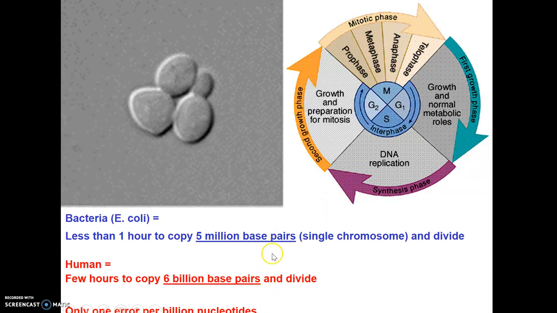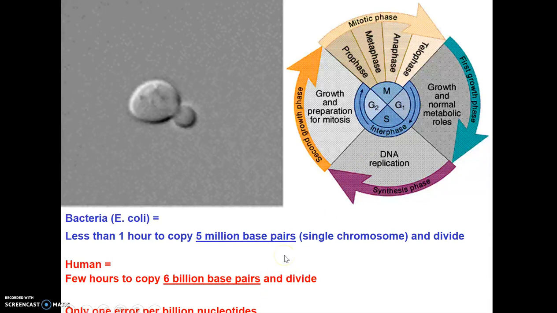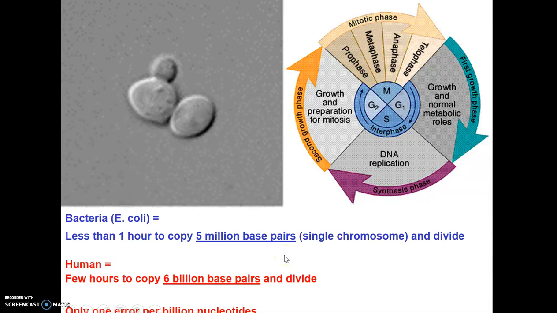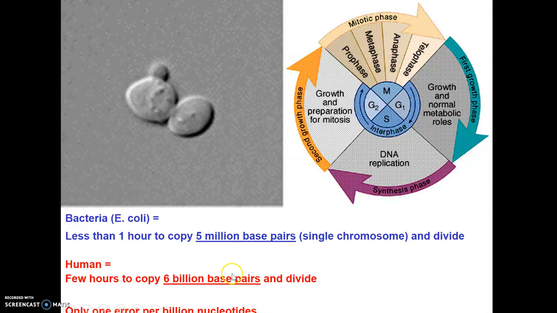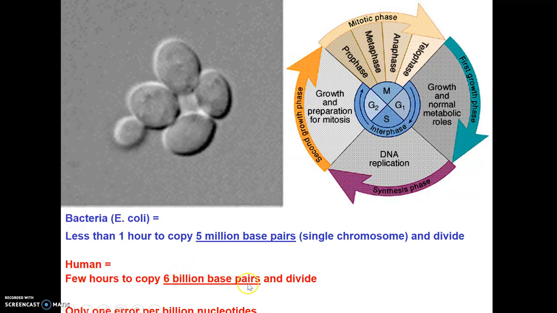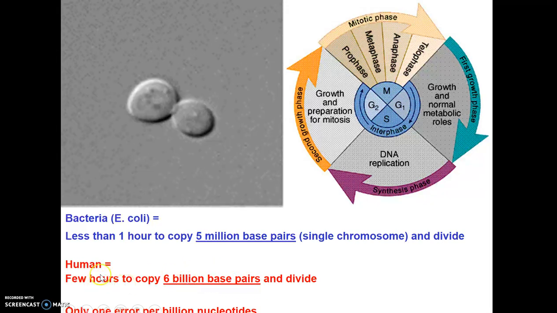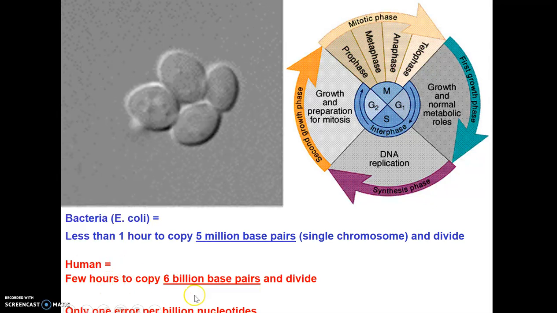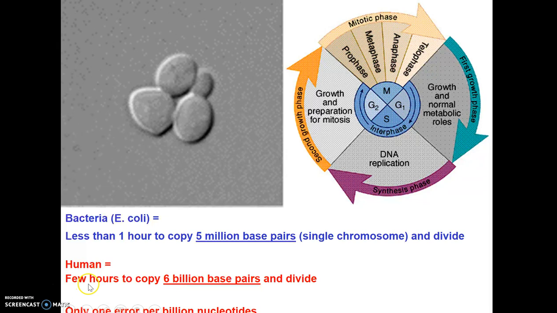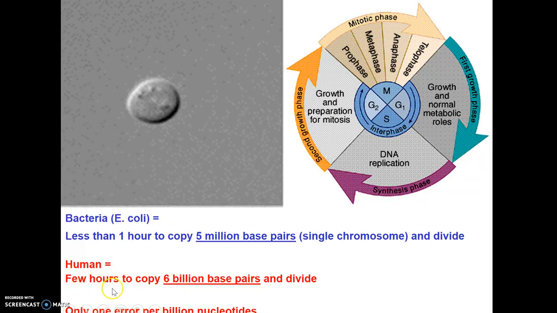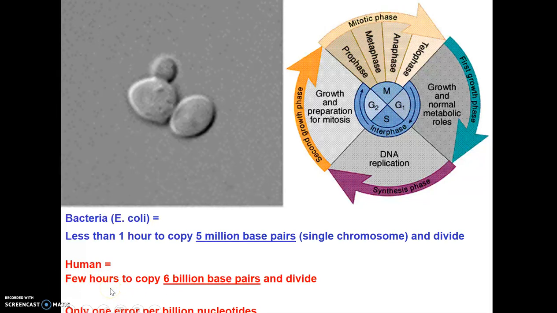Here's just some interesting information about how quickly that DNA replication process can happen. So let's look at how we can copy 6 billion base pairs in just a few hours. I mean, that's crazy to me. I can't even count to 6 billion in my lifetime, much less copy something that's got 6 billion parts to it in just a few hours.